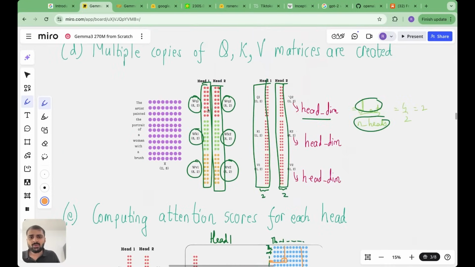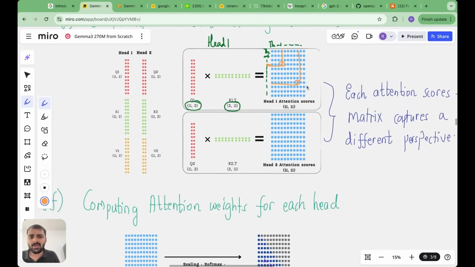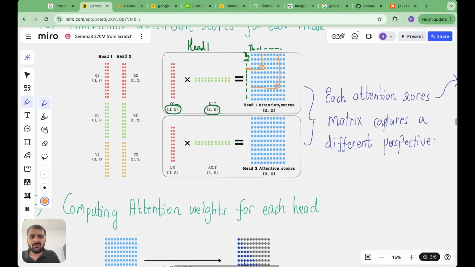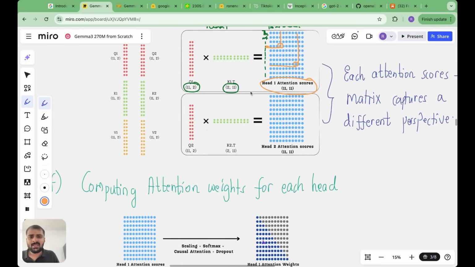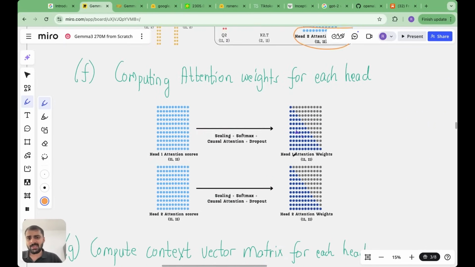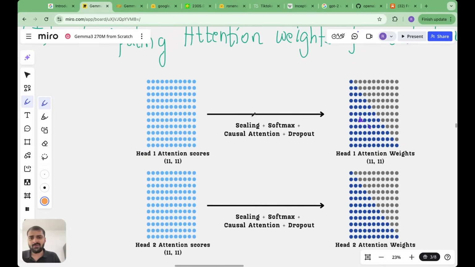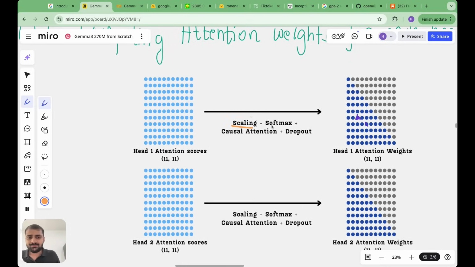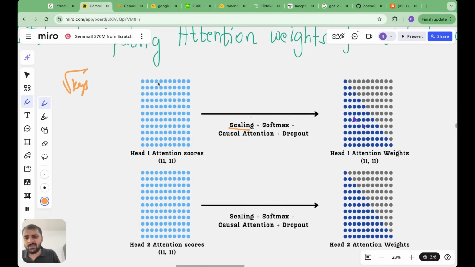Remember that since we have two heads, every head will have its own attention scores matrix. The first head will have an 11 by 11 attention score matrix, and the second head will also have an 11 by 11 attention score matrix. Once we have the attention scores computed like this, we do two operations. The first is scaling, which is dividing by the square root of the keys dimension, and the second is applying softmax. The softmax ensures that each row sums up to 1, so you can assign probabilities that way.